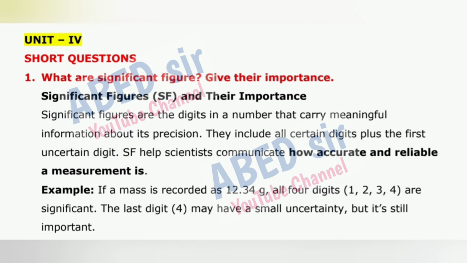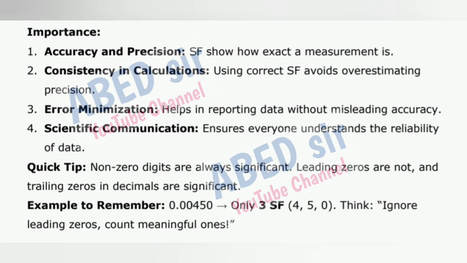Example, if a mass is recorded as 12.34 g, all four digits 1, 2, 3, 4 are significant. The last digit 4 may have a small uncertainty, but it's still important. Importance: 1. Accuracy and precision. SF show how exact a measurement is. 2. Consistency in calculations. Using correct SF avoids overestimating precision. 3. Error minimization. Helps in reporting data without misleading accuracy. 4. Scientific communication. Ensures everyone understands the reliability of data.